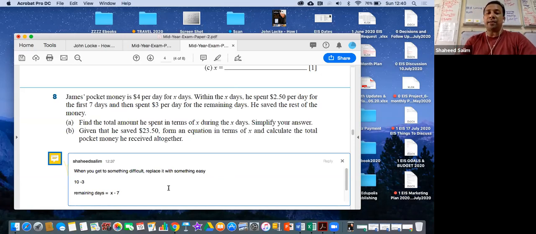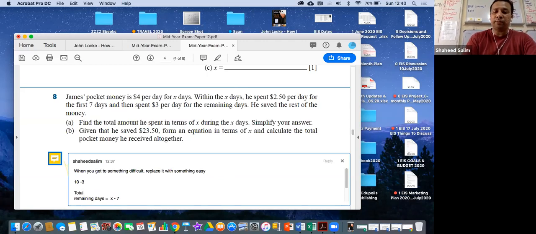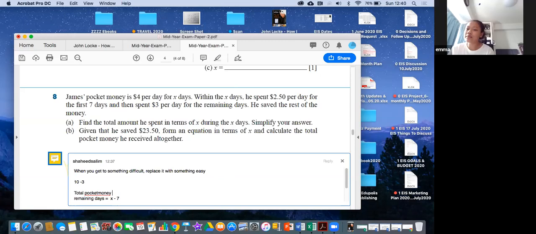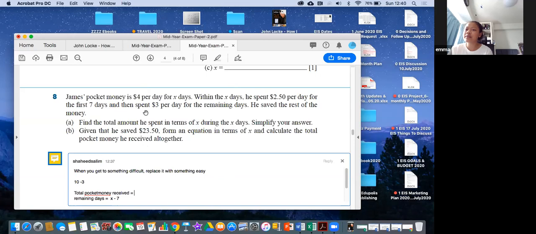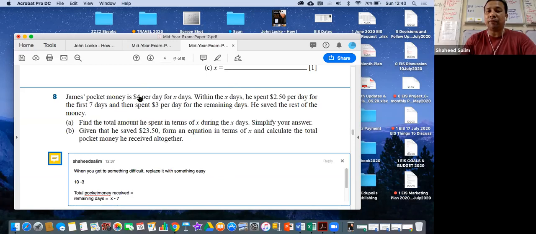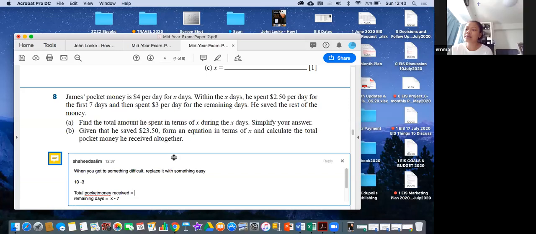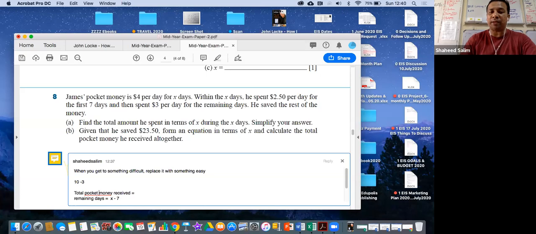Now let us see. If you want to find the total pocket money received, just now we say it's $40, right? How do you get $40? 10 days, 1 day, $4. 4 times 10, $40, correct? So now total pocket money received is how much? 4X. Good, 4X, okay.